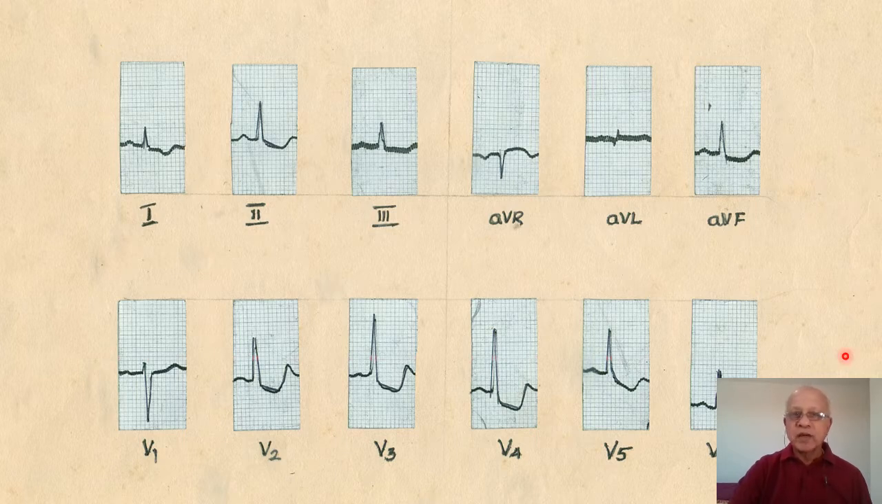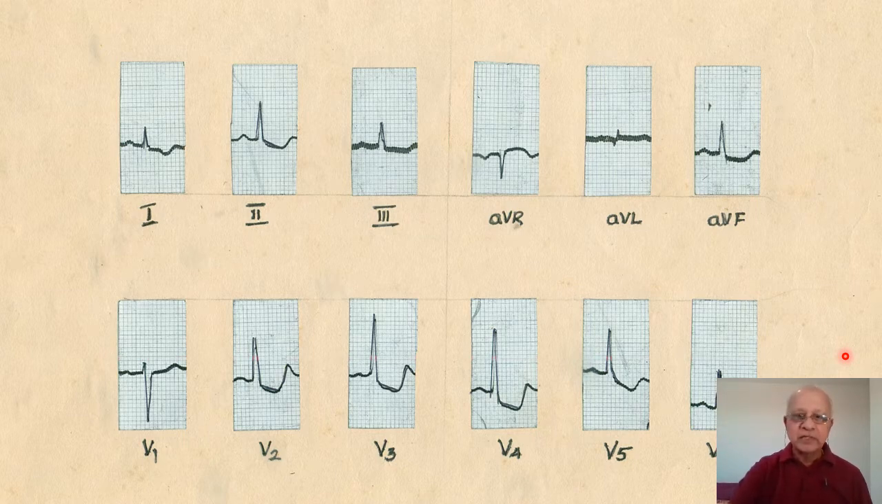Now this is one of my very old ECGs taken perhaps about 40 years ago. That is why it looks a little faded. It is the ECG of a 45-year-old man with exertional angina of 2 months duration. The ECG was taken as soon as he came to the OPD, climbing 2 flights of stairs.